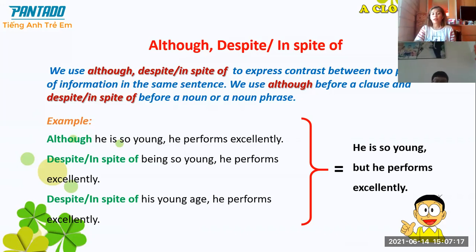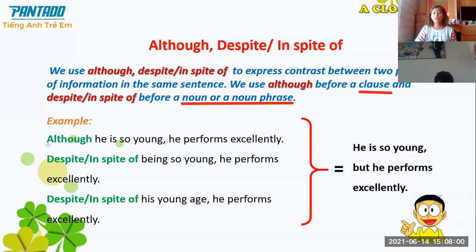Again, we use although, despite, in spite to express contrast between two pieces of information in the same sentence. So when you say it, it means it is contrast, like but, it's different. We use although before a clause, and we use despite before a noun or a noun phrase. Look at this example of the word although.